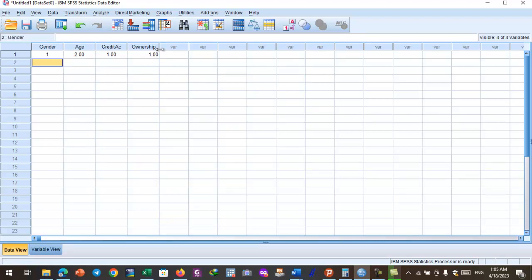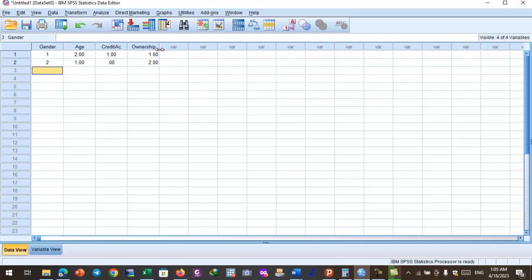Then the second participant, let us assume, is female, and the age is below 30 years, so let us make it 1, because 1 represents a respondent with age less than 30 years. The enterprise is not accessing credit, so it becomes 0, which represents no. The ownership is partnership, so we write 2, because partnership was represented by 2.